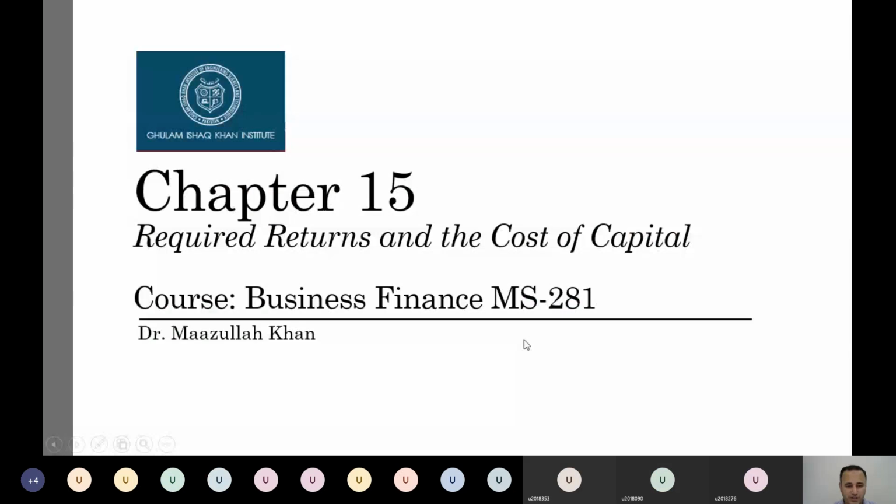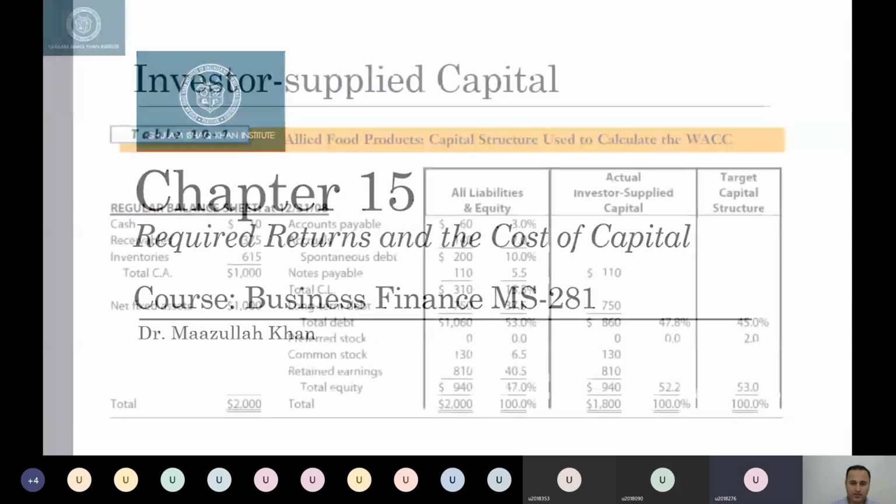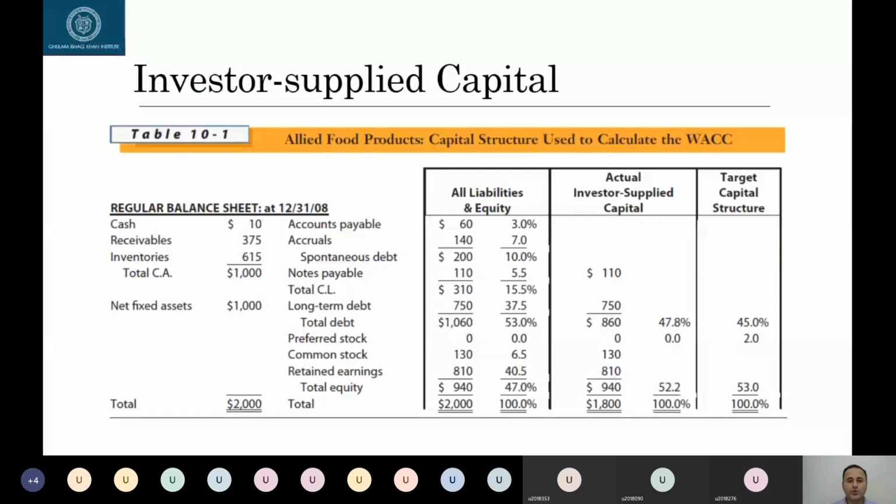On chapter number 15. As you can remember, I showed you in my last lecture, if you saw that video, this is a typical balance sheet for any company. Of course, there are assets and there are liabilities. If I'm talking about weighted average cost of capital, we are concerned about the liability side.